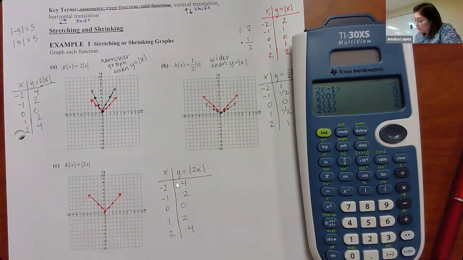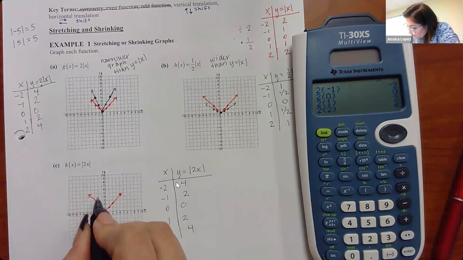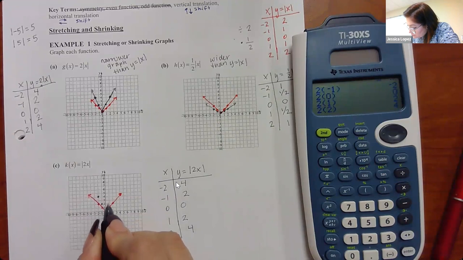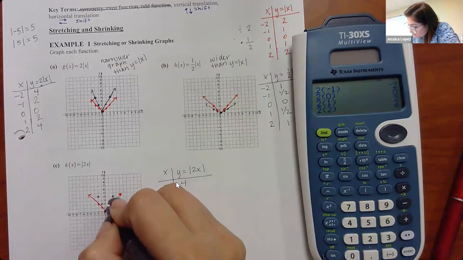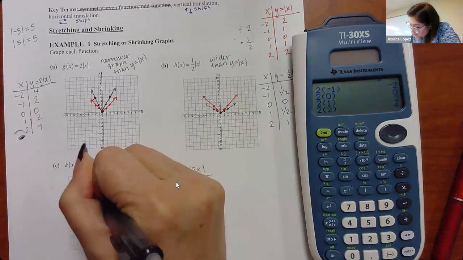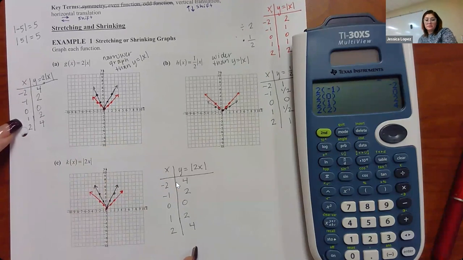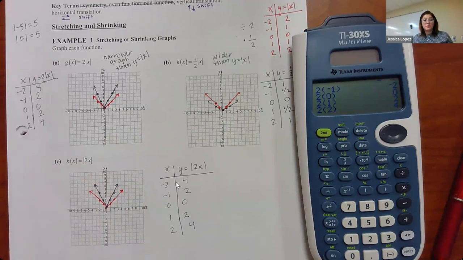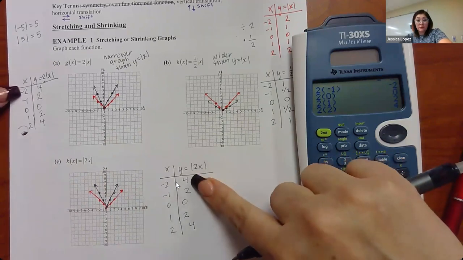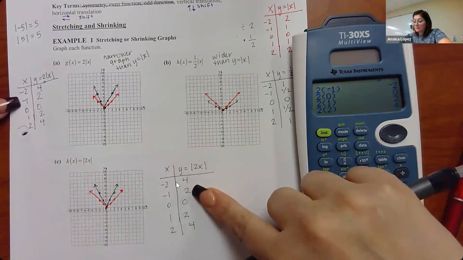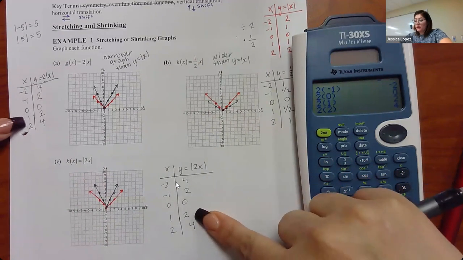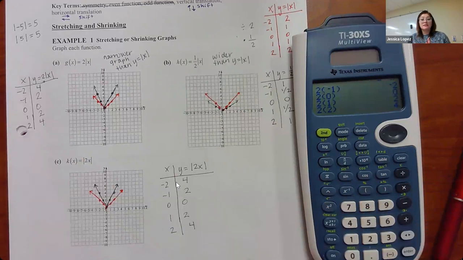Okay. So if I draw these: negative 2 and 4, negative 1 and 2, 0, 0, 1 and 2, 2 and 4. Not only do I get a narrow graph again, but isn't this the exact same graph as the other one? If you look at all of those 5 points, they're exactly the same, right? Here you have negative 2, 4, and so do you here. Negative 1, 2, same. 0, 0, same. 1, 2, and 2, 4. They are exactly the same.